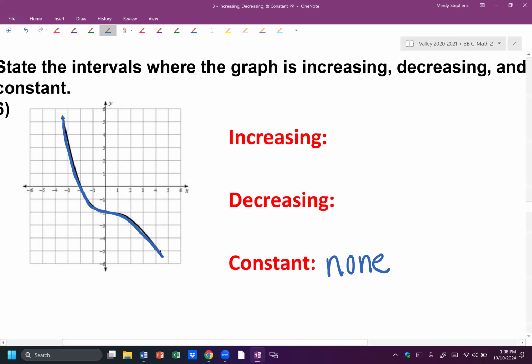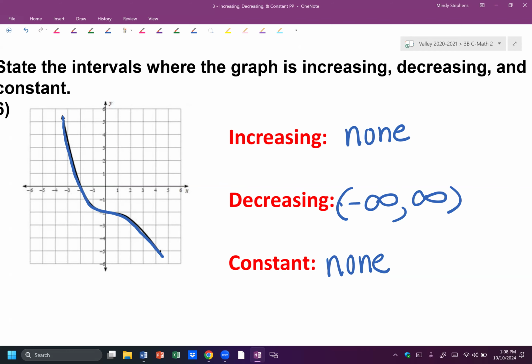And the left side, it has an arrow, so it goes forever to the left. So it's decreasing from negative infinity. And it continues to decrease all the way across your graph, and it has an arrow on the right side, and it decreases forever to the right, and it is never increasing. So I just have decreasing on the entire graph from negative infinity to positive infinity. The entire graph is decreasing.